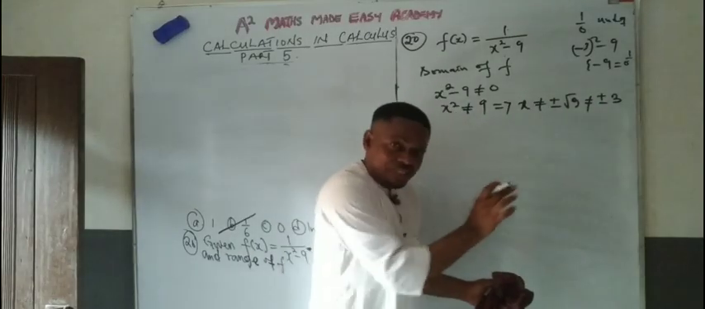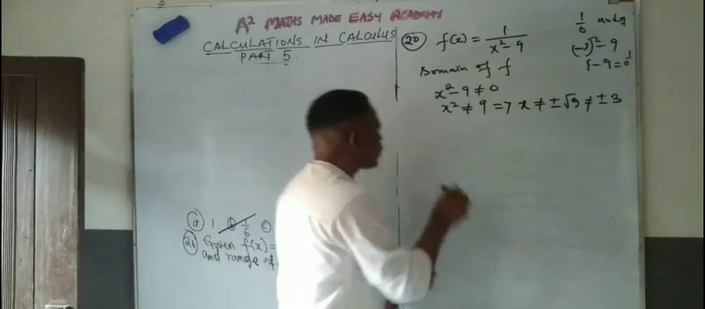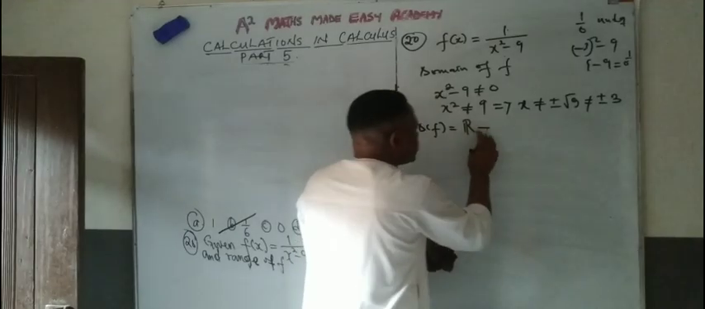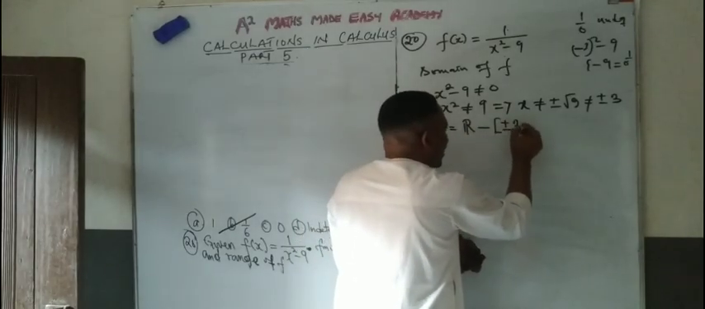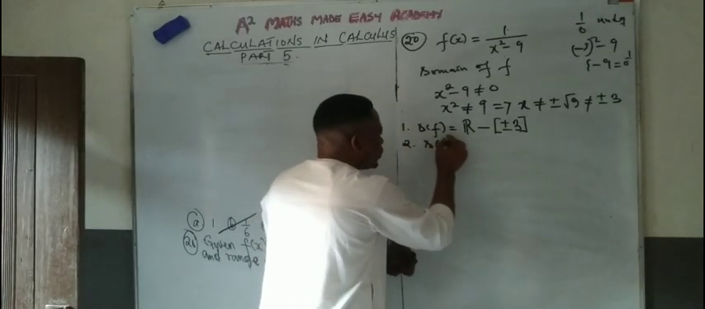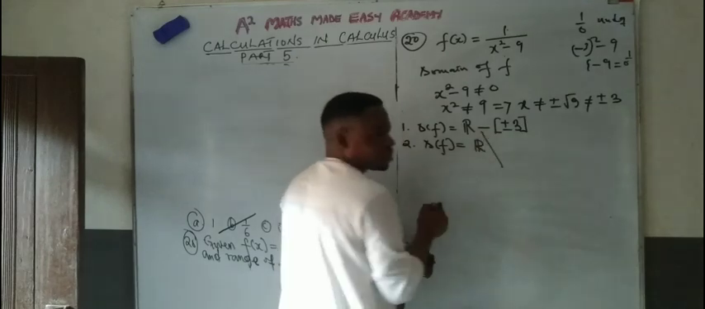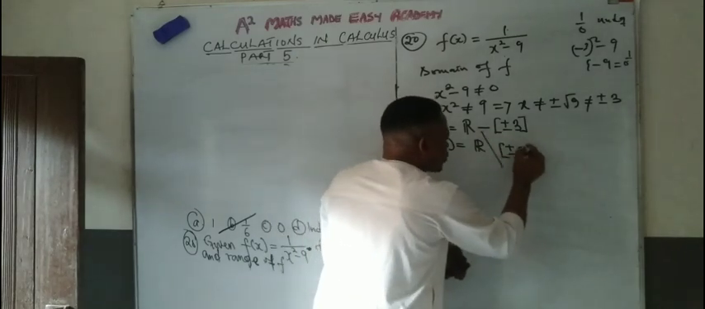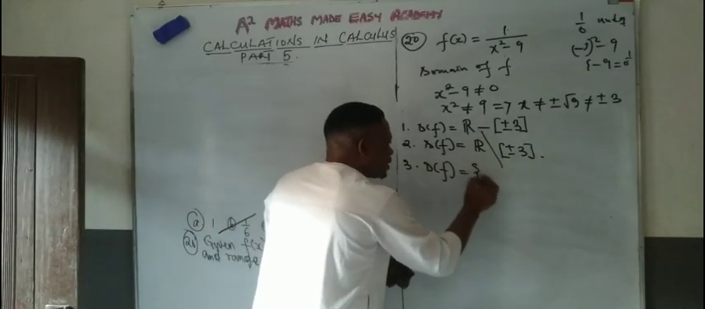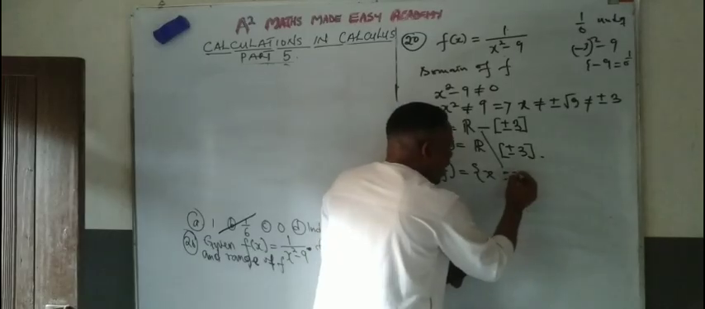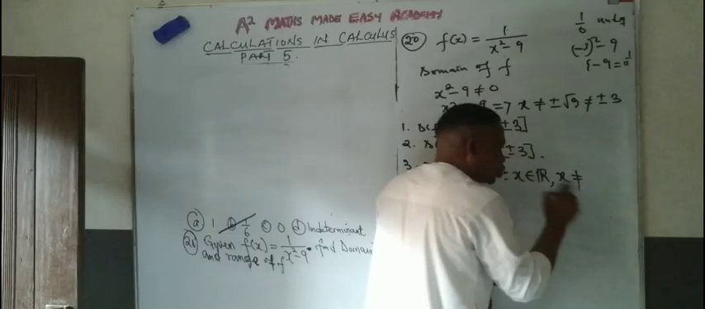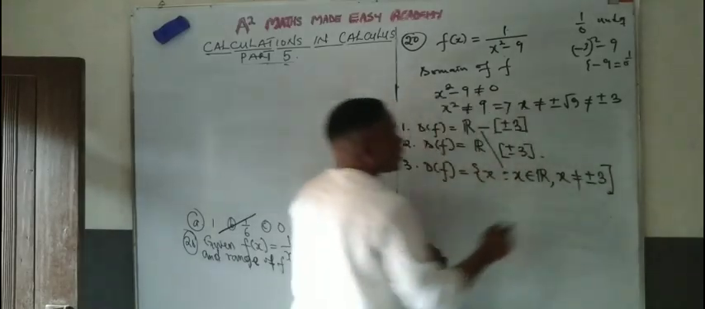There's a way we can express it using notation symbols. We'll start with number 1. I can say the domain is the set of real numbers, minus meaning except, and those numbers are plus or minus 3. Always use curly brackets. Then you can also have it another way. Domain of f is the set of real numbers, not plus or minus 3. Or you can also have it like this: domain of f is the set of x such that x is a member of real numbers, and x can never be equal to plus or minus 3. Have I made myself clear?